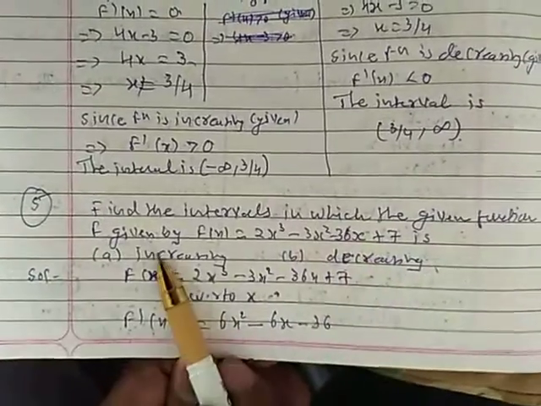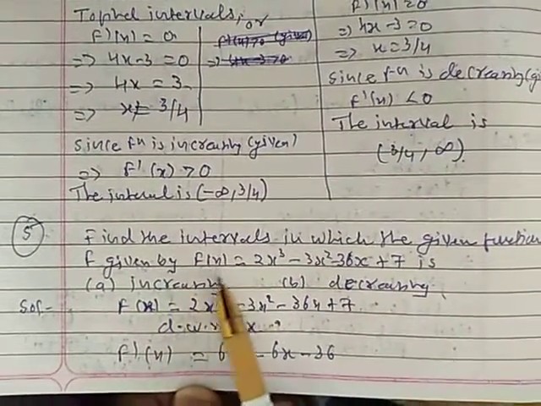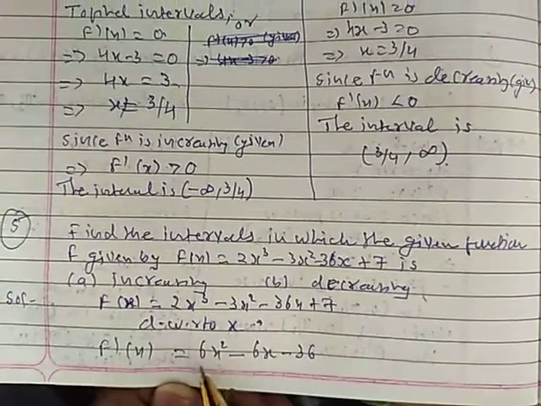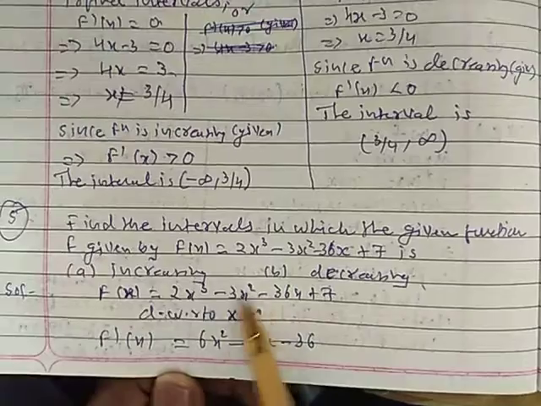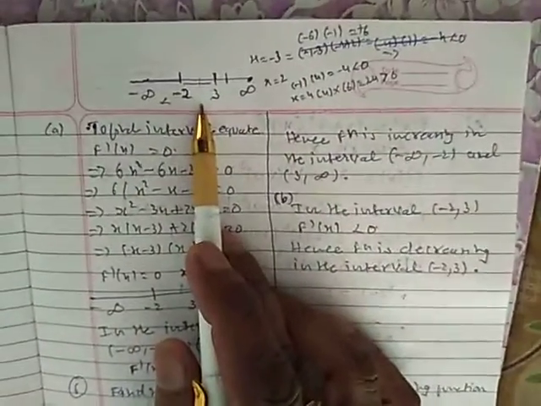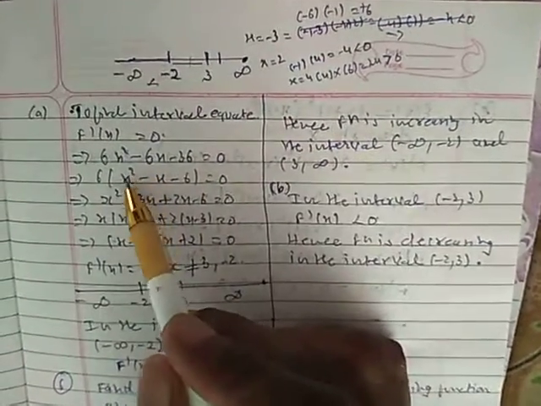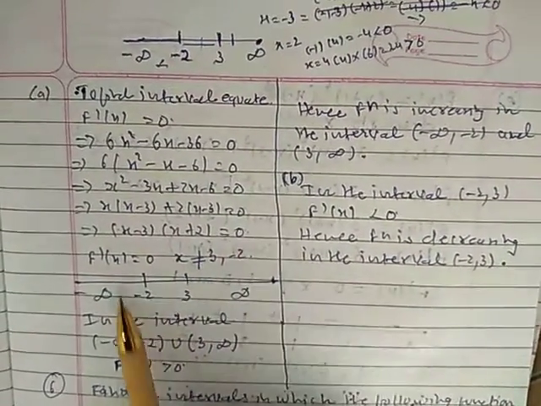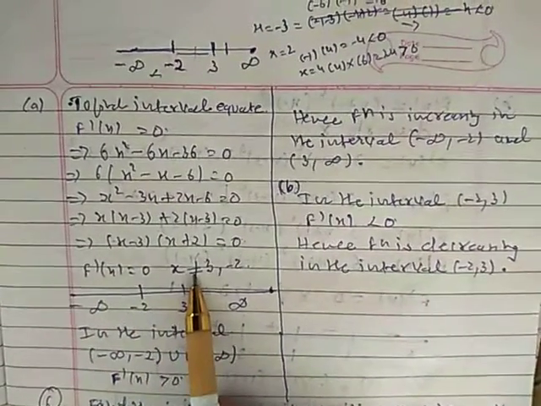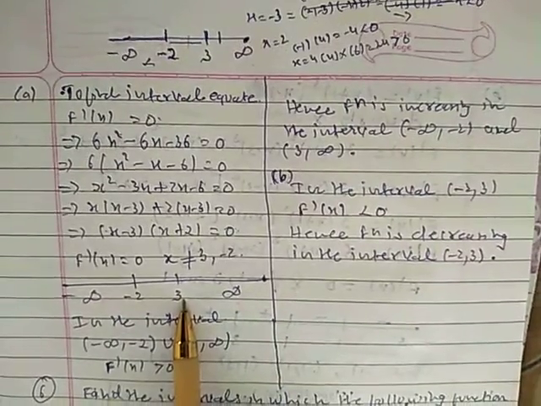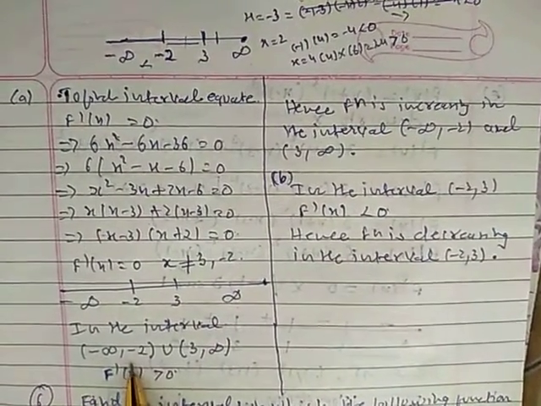Find the intervals in which the given function f is increasing or decreasing. The derivative with respect to x, f'(x), is equal to 6x² − 6x − 36. If you factorize this, you will get what values? x = 3 and x = −2. If f' is equal to 0, you will get the values 3 and −2. So where it is increasing and where it is decreasing, that you have to find.